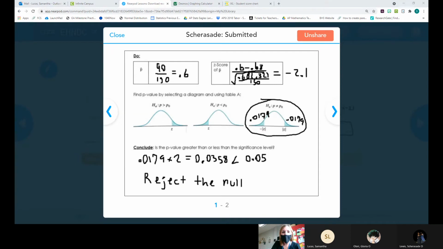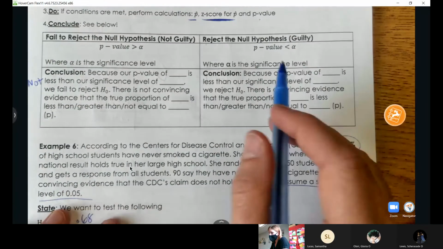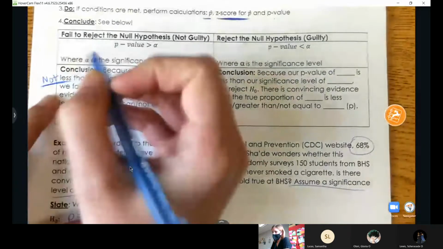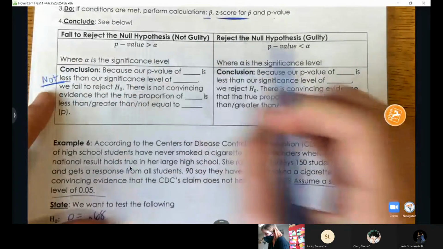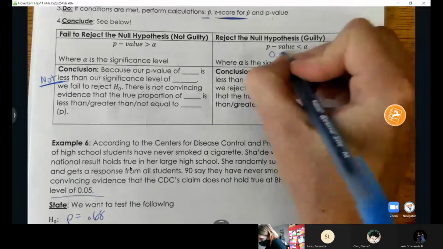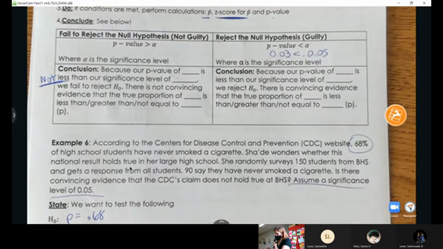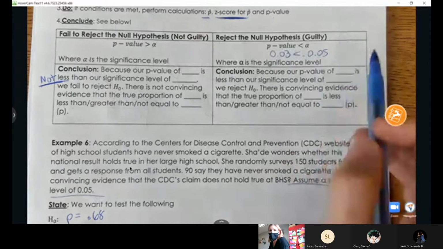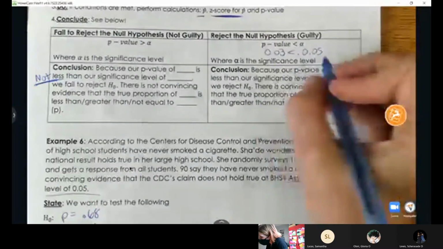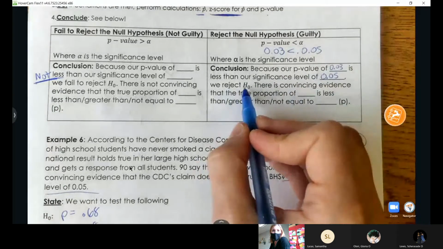To use this sentence stem, let me go ahead and share my document camera. We would be rejecting the null. I had a quick typo here. This should say not less under fail to reject. But if we're rejecting, it's because our p-value is less than the alpha level, which was true. 0.03 was less than 0.05. So looking at this, because our p-value of 0.03 is less than our significance level of 0.05, we reject the null.